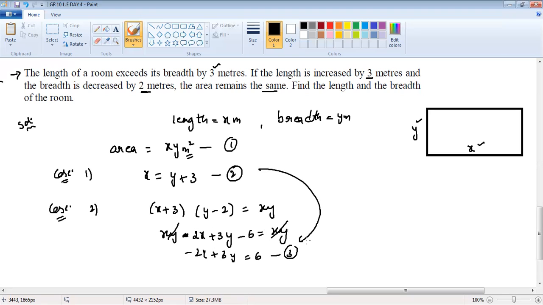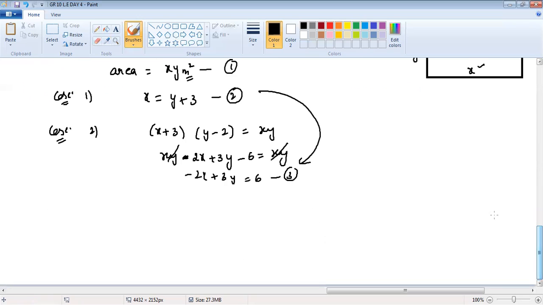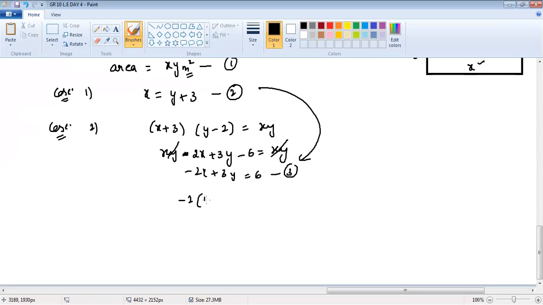See, can we write the x value in this? When I write it, what will happen? Minus 2 into y plus 3 plus 3y is equal to 6. Then minus 2y minus 6 plus 3y is equal to 6. Then y is equal to 12, right? If y is equal to 12, then what is the x value? 15.